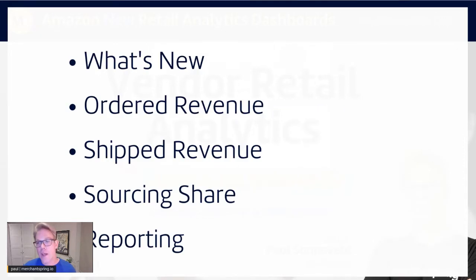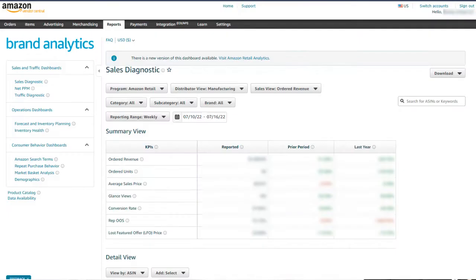So let's jump into what's new. For those of you that are managing Amazon brand stores, Amazon vendor stores and vendor accounts, you would have noticed a change inside Amazon Vendor Central. And particularly this affects the sales reporting piece on your dashboard. A lot of you would have seen these banners pop up saying a new version of the dashboard is now available. You know, visit Amazon Retail Analytics.